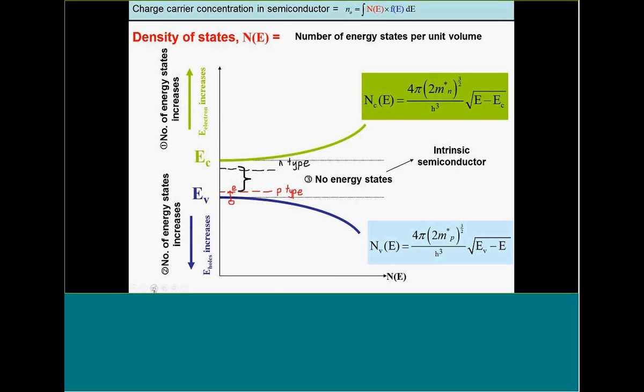So we just have to look at where the extra dopant level is, and if there's none, it means it's an intrinsic semiconductor. So isn't it just plain easy?